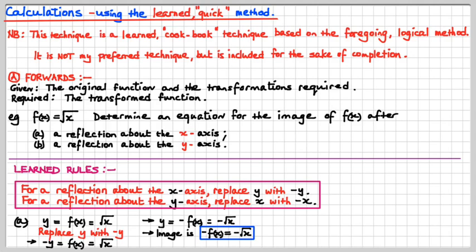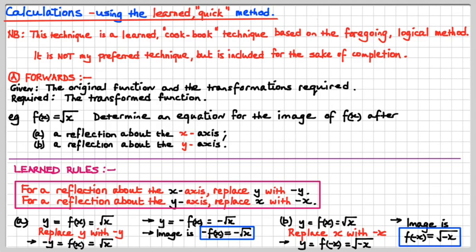All right. Here's B for you and me. We're reflecting about the y-axis now, so that means we're going to replace x with minus x. There it comes, so therefore we say y is, no it's not, it's f of minus x, which is root of minus x, and that's our image there. It's quick, isn't it? Sleek, beautiful. Yes, I know, it's beautiful.